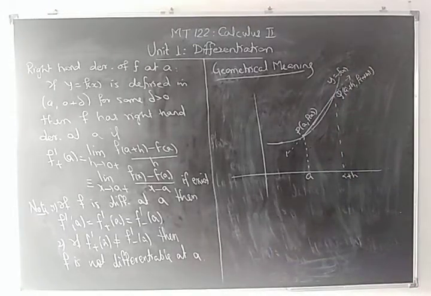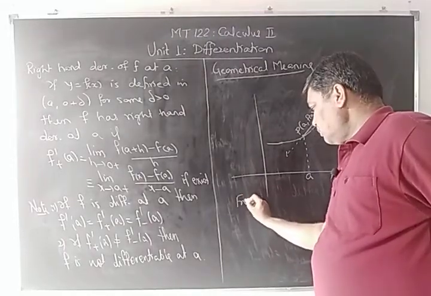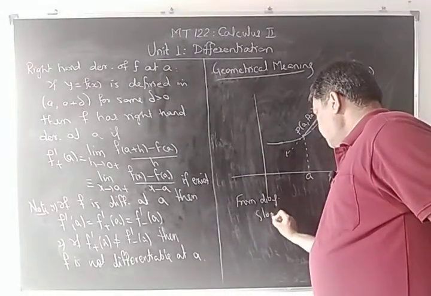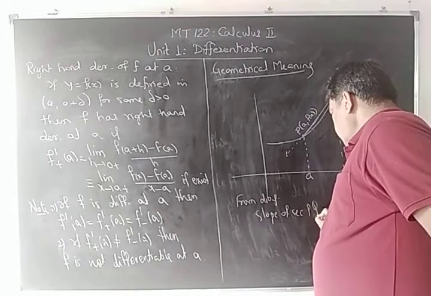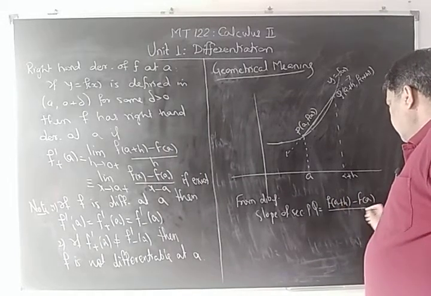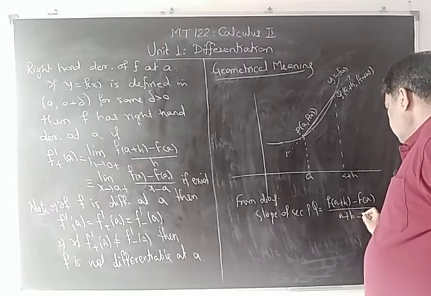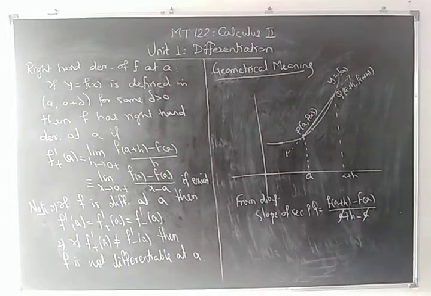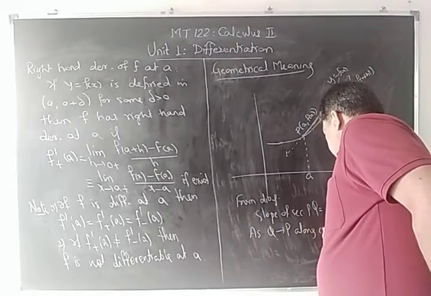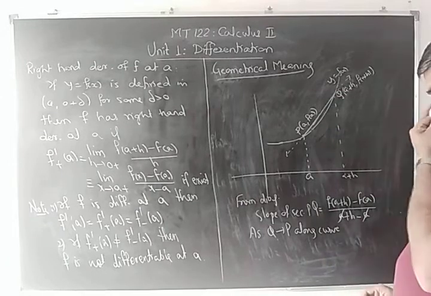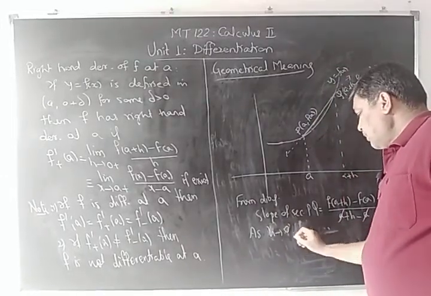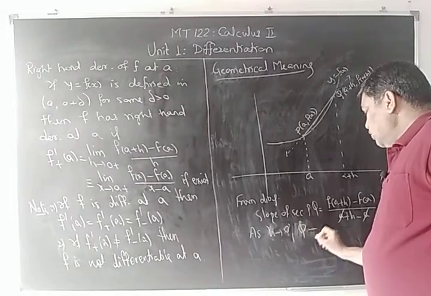So from the diagram, slope of secant PQ is equal to f of a plus h minus f of a, the difference between y coordinates, upon the difference between x coordinates, a plus h minus a, which is h. As h tends to 0, Q tends to P along the curve.